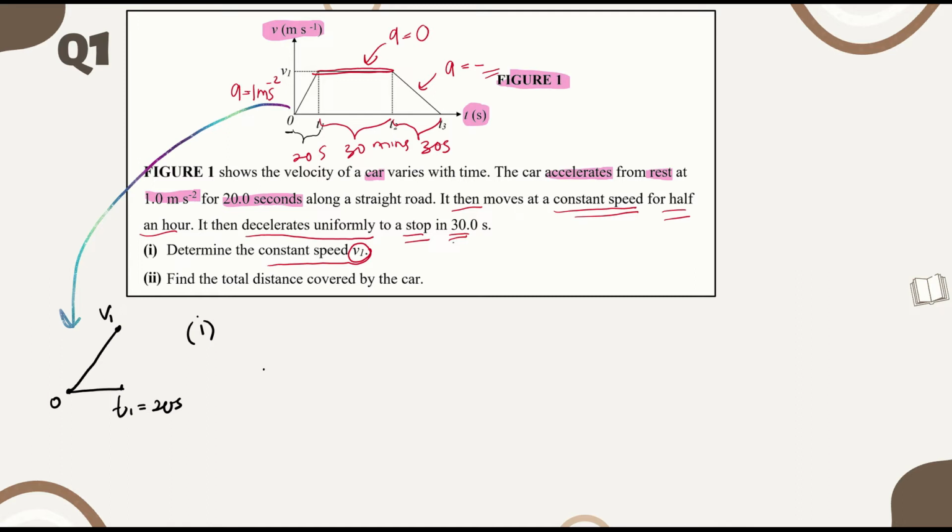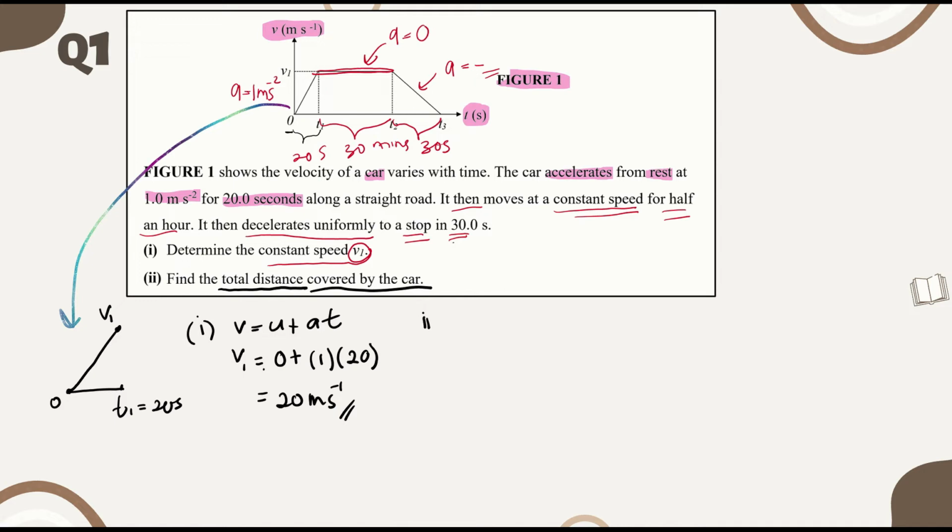Then to solve the first question, we are going to apply the equation v is equal to u plus at. In this case, our v is v1, u is 0 because it starts from rest, a is mentioned in the question as 1 meter per second squared, and t is 20 seconds. Then finally you'll have 20 meter per second. That's the velocity v1.